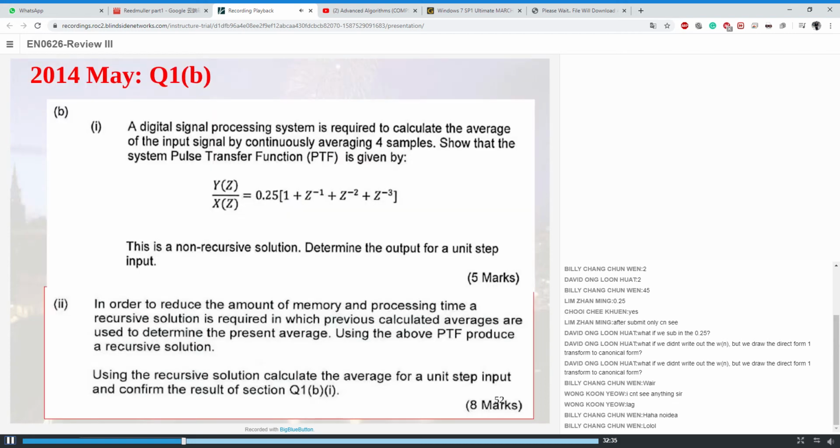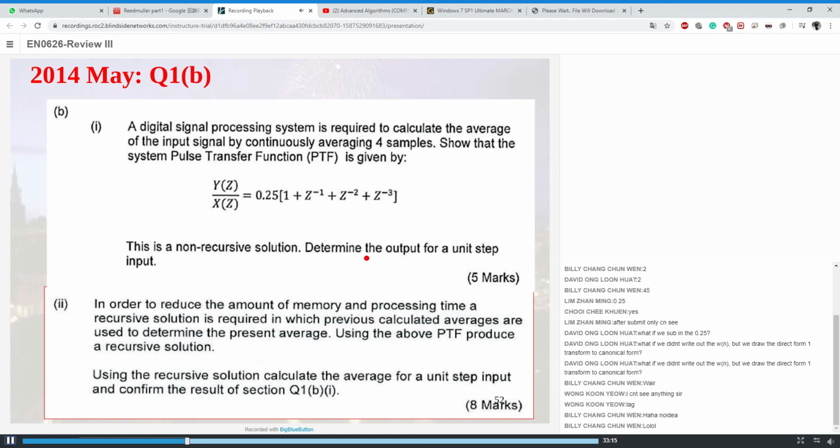Okay, so this is one of the past questions, from 2014. It is something similar to the question I gave just now. Basically I modified the question to become the question that you have done, without the diagram but with the distribution chart. Now it is recursive: in order to reduce the amount of memory and processing time, the recursive solution is used, and you multiply this thing to become like this. Then using the recursive form, you calculate the result for the unit step as well.